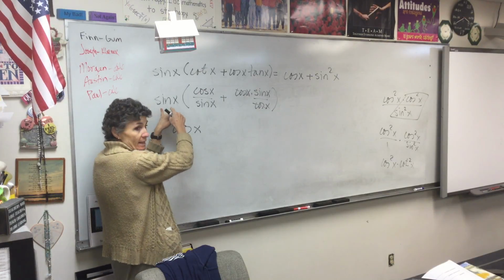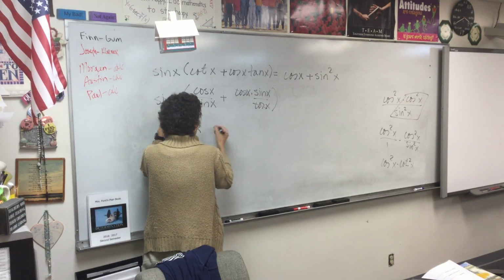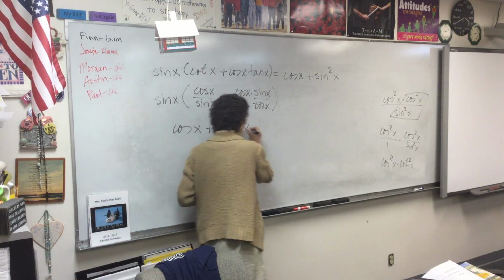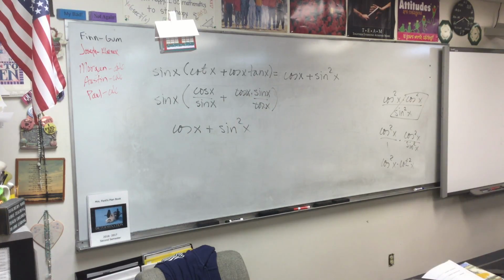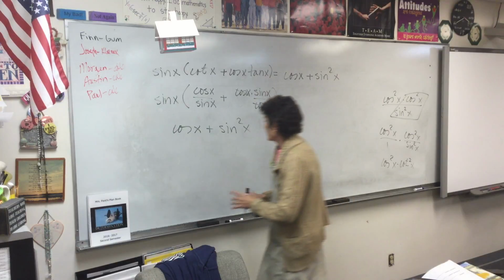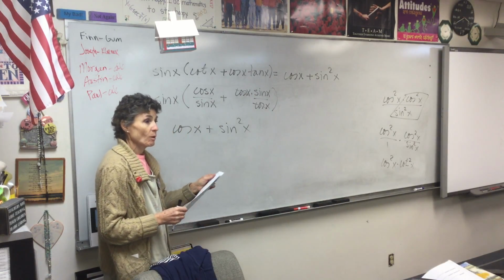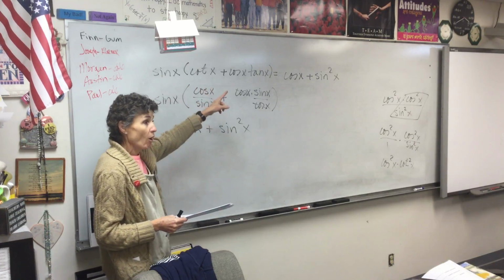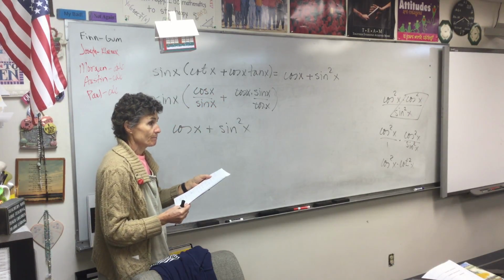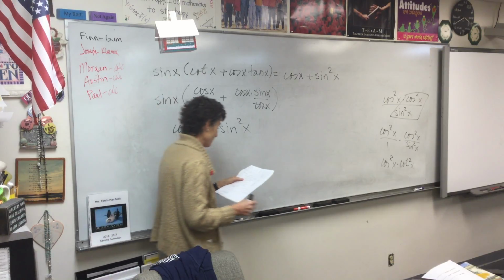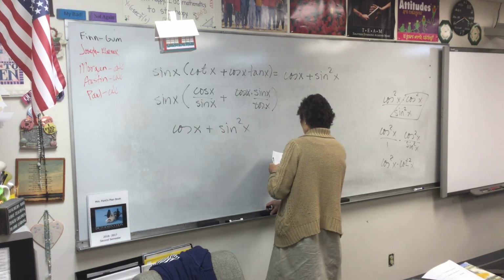And then what happens when I take sine times this? I get sine squared. So I get cosine plus, oh, I'm done. Right? That's it. That's what we wanted. So that looked really awful, but man, that was an easy one, right? Nothing tricky or special about that. Okay, what about the next one?